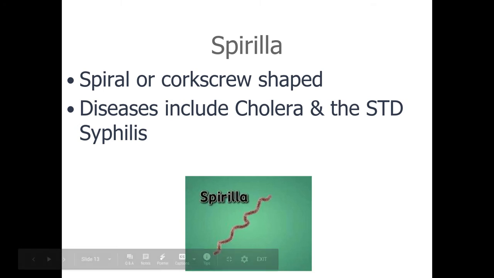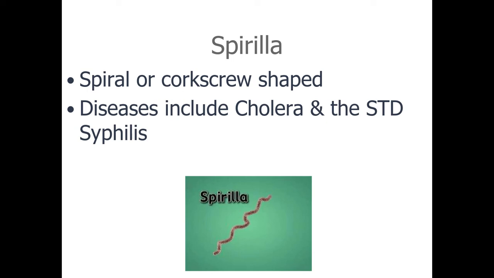And then the last one that we'll talk about is spirilla. This one is in a spiral corkscrew shape. It can also kind of look like a little comma. And so diseases that are in this shape, again, this is still a bacterial type of infection, are cholera. So cholera is not something that we really have to deal with today, at least in America, because we're in a first world country.